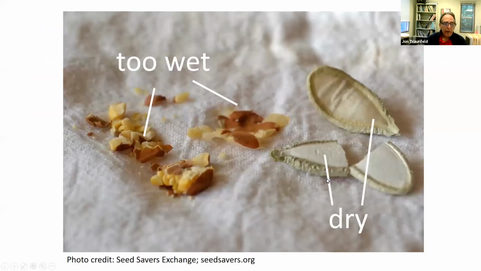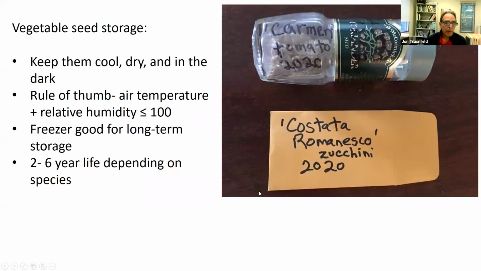Okay, and this is just an example of squash seed that was too wet on the left, and so when you hit it with a hammer, it just sort of smushes up. And on the right, we can see we can actually snap that seed, and it's nice and dry and ready to be stored. So that's very important.